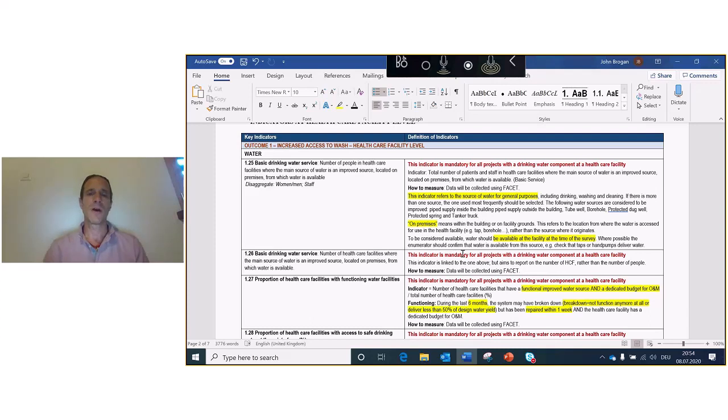And when we talk about on premises, we're really talking about within the building or on the facility grounds. And that water has to be available at the time of the survey. There are a few different types of improved sources which qualify, and you can see those also listed here in the definitions.